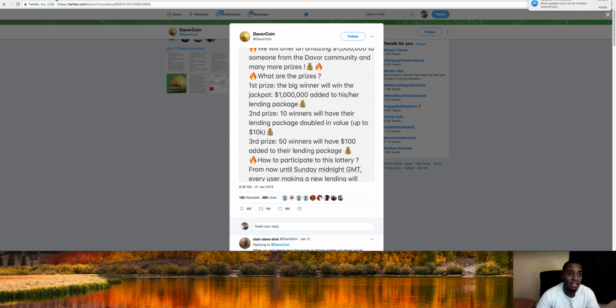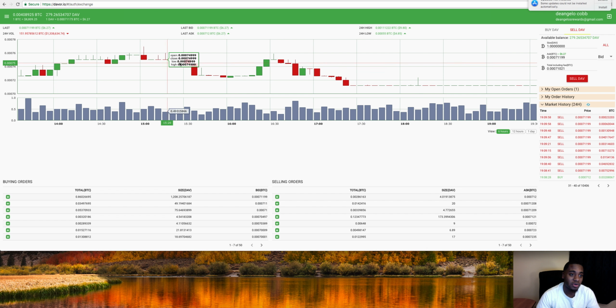So at the end of the day, there's really nothing we can do about it. If Davorcoin goes down, then it goes down. It's not going to last forever. That was never in my head, that it would last forever. None of these lending platforms are going to last forever. We don't even live forever. Jobs don't even last forever.